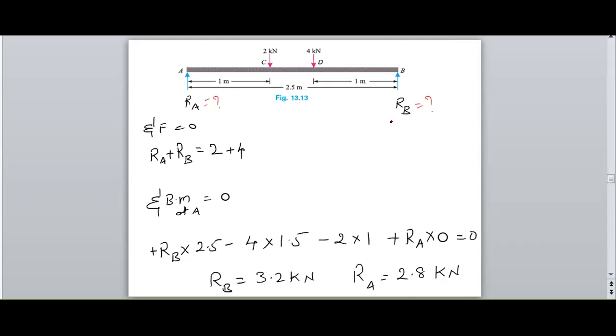The forces moving in the upward direction need to be balanced by the forces moving in the downward direction. Therefore RA plus RB is equal to 2 plus 4, which is 6 kilonewton. That is the first equilibrium condition. The second equilibrium condition is that the bending moment at A is equal to 0.